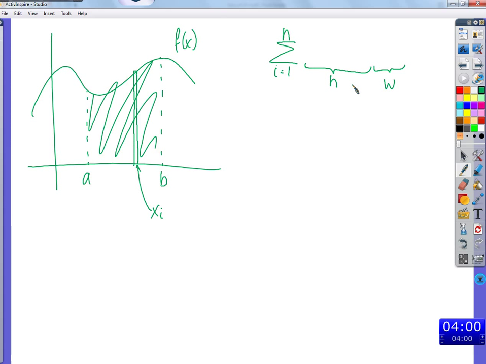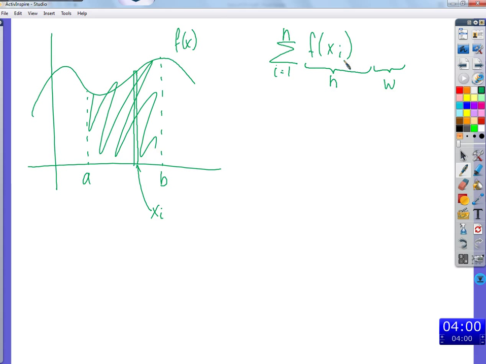Okay. So let's say this is an example rectangle. We want to find the height of the rectangle. How do we find the height of the rectangle? Plug in this x value. So we could write f of x sub i, right? But let's go back. This is too general, right? We need to be a little more specific.